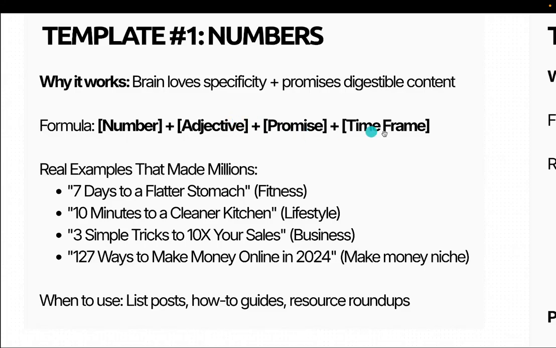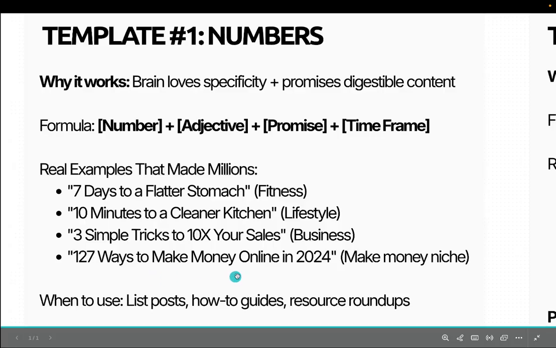And then the promise and the time frame. So let's look at this. Not all of them follow the exact formula, right? But let's analyze it. Here we have a number, right? So you have the number. Here you have the adjective, a simple adjective. You have the promise, so to 10x your sales. But we don't really have a timeline here.